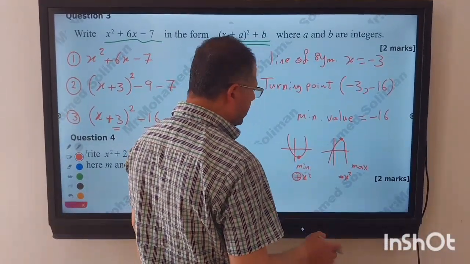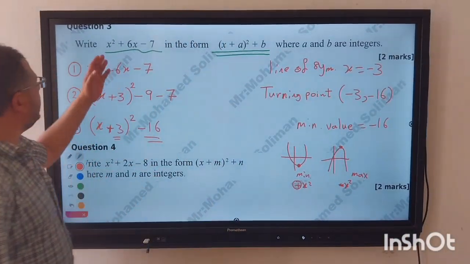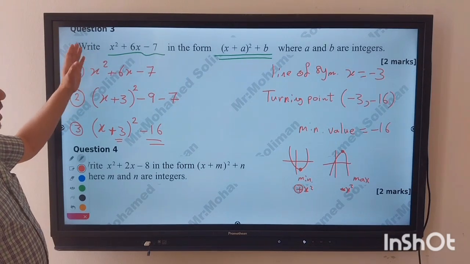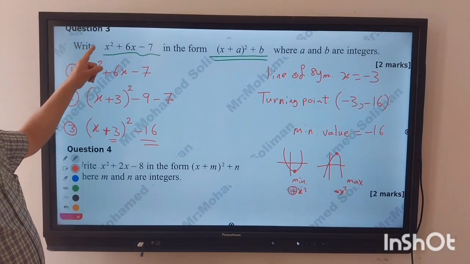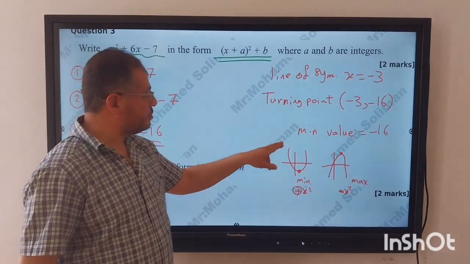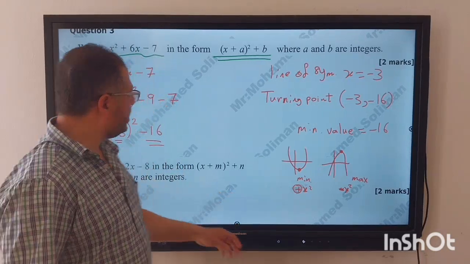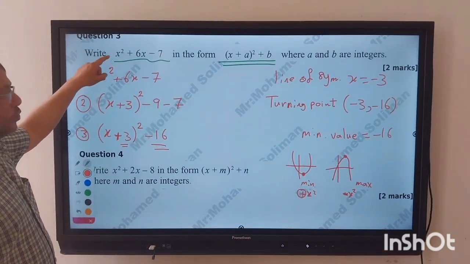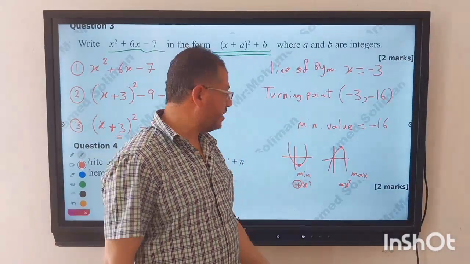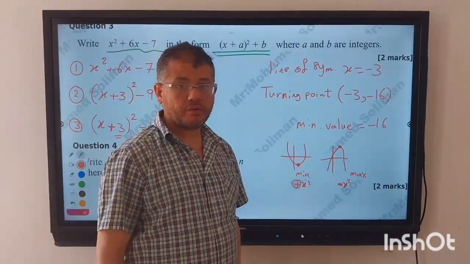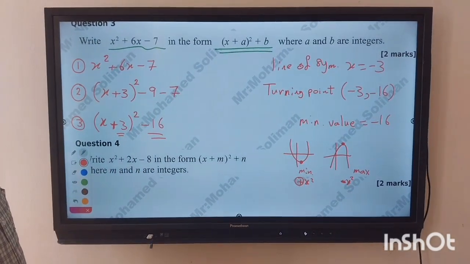So here we can decide that if the highest coefficient, the coefficient of x power of 2, is positive, the parabola will be happy. It means that you will find the minimum. And if the coefficient of x power of 2 is negative, it means that our parabola here is sad. So you will find the maximum value. Okay, let's see the next question.